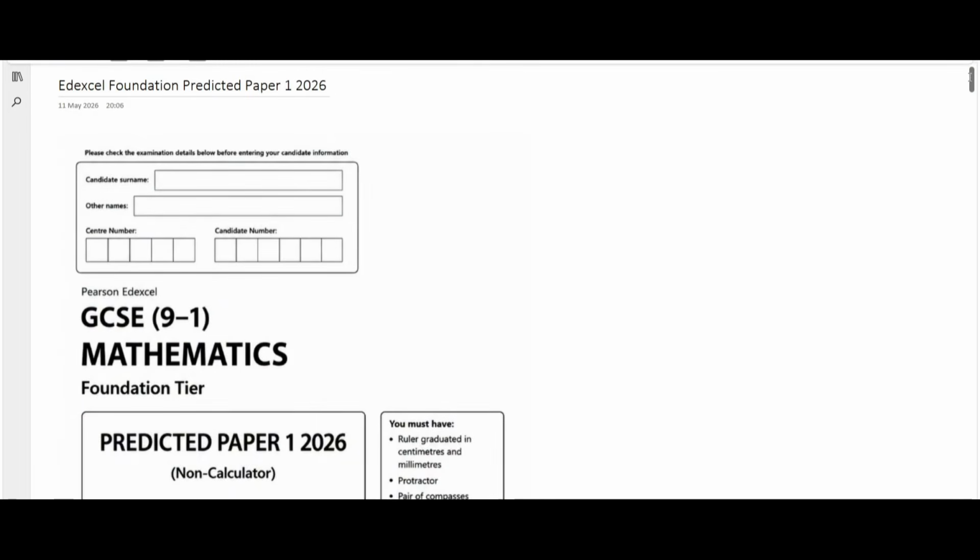So I have put together this predicted paper for Foundation Edexcel by looking at the last 4 years since COVID and analysing the topics that have appeared the most on the non-calculator paper.